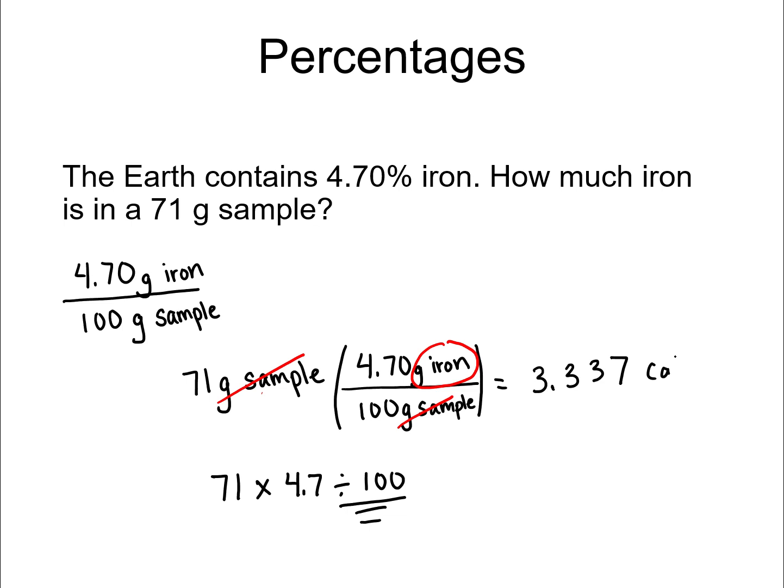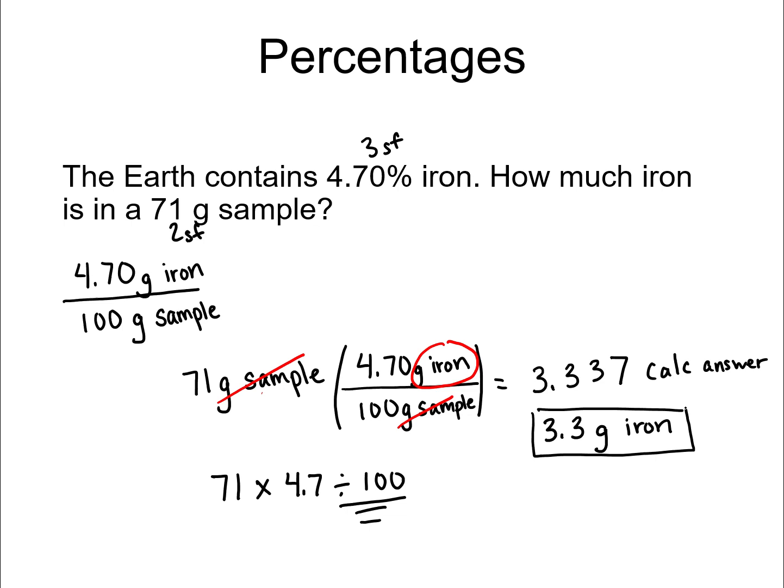That's what your calculator says. We've got 2 sig figs here and 3 sig figs here. So our answer's got to have 2 sig figs. And we need units. We've got grams of iron. Questions about this one?